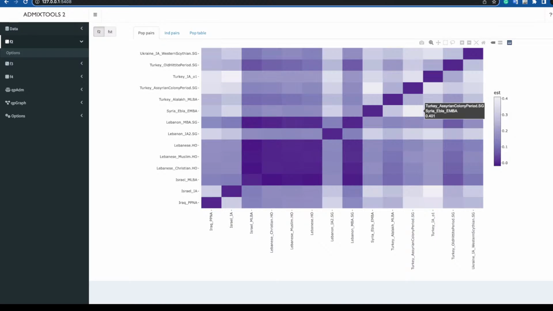Another one that's important to note is the Turkey Alaha Middle Late Bronze Age. This population was genetically closely related to the Ebelite and Sidon. So, I would say Amorites and Canaanites, genetically connected to this. It's just amazing how closely related.